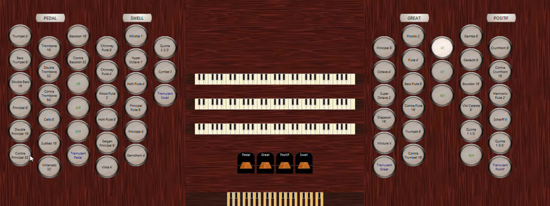Here is a pretty rare 32-foot Principal. Here's the Contra Principal, a 32-foot Principal pipe, the largest Principal pipes that you would find in the facade of an organ. Basically the humongous Principal pipes on either side that are 32 feet long. That's what these sound like.